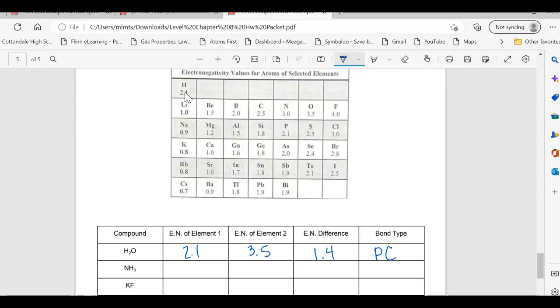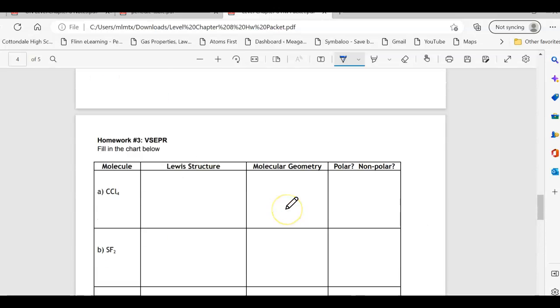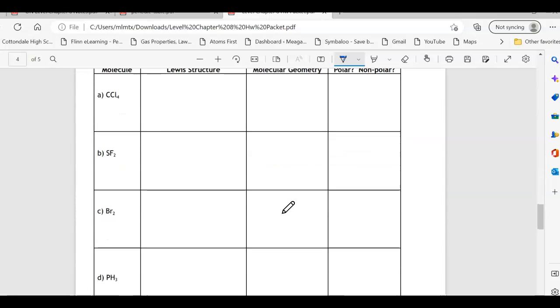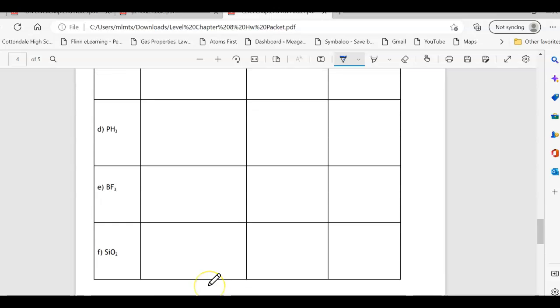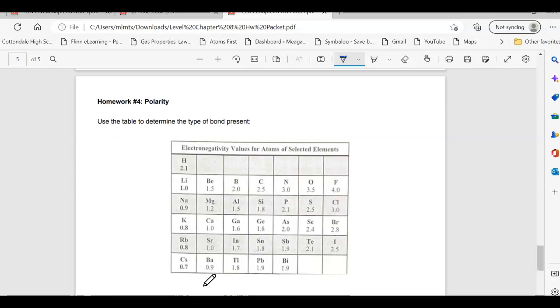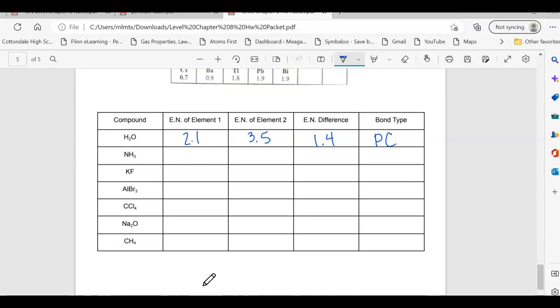Okay, so you can work on this. Remember that you should have all of homework number 2 done, and you should have the first column of homework number 3 done from this week, from us working on Wednesday and Thursday. And so now you can work on homework number 4. This should not take you long at all.